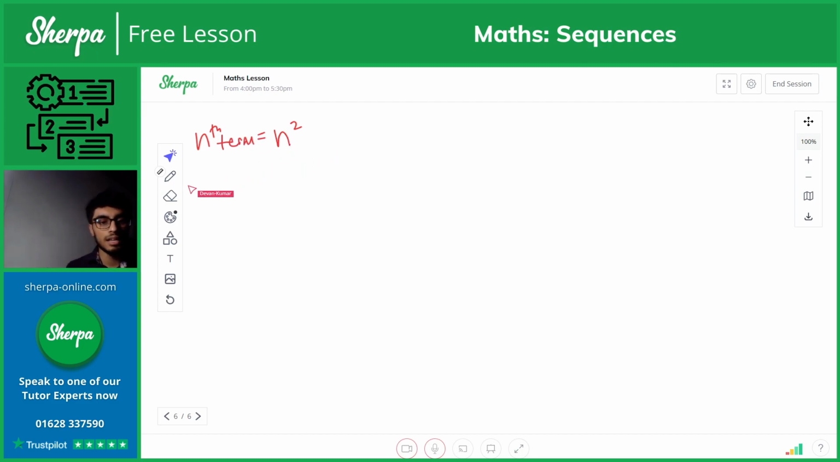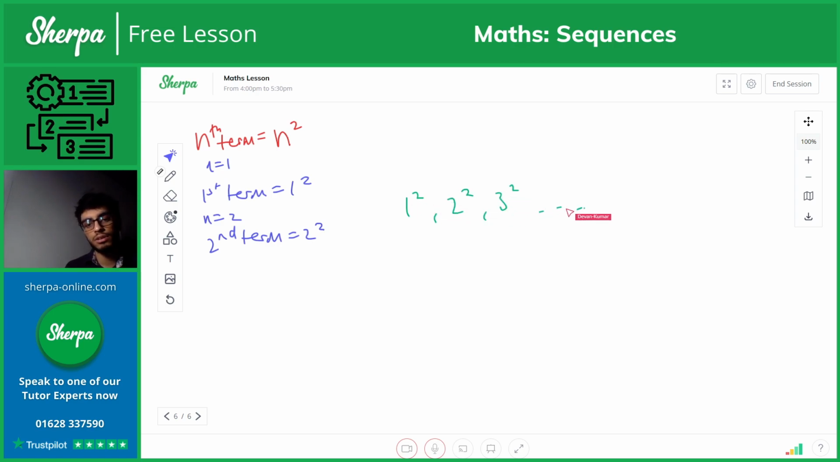What it means, if we're doing n equals 1 to figure out the first term, then the first term is 1 squared. But notice if we do the second term, it's going to be n equals 2. So the second term is 2 squared. Okay, so what is the sequence? Well, the sequence is going to be 1 squared, 2 squared, 3 squared, etc. Or in other words, 1, 4, 9, 16, 25, etc.